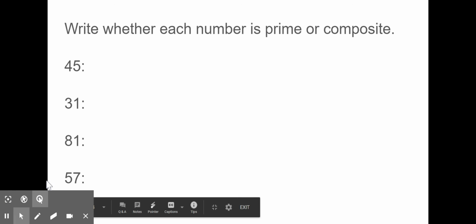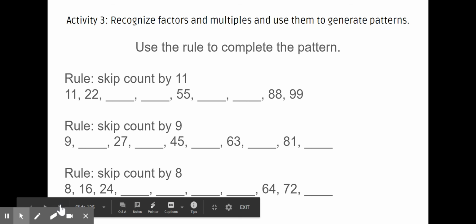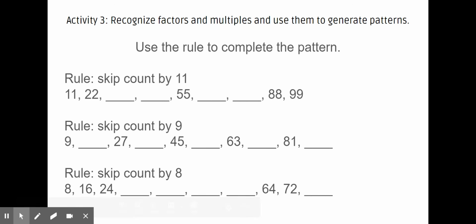And as I move on, I believe to the final activity. Yep, activity 3. I'm feeling like I'm over time here, but I don't see a counter. I really should start a timer for myself when I'm doing these lessons. But we're going to keep going because this is the last activity. Activity 3 says recognize factors and multiples and use them to generate patterns. So here's that learning target that most of you probably said that you needed the most help with because it didn't sound familiar.